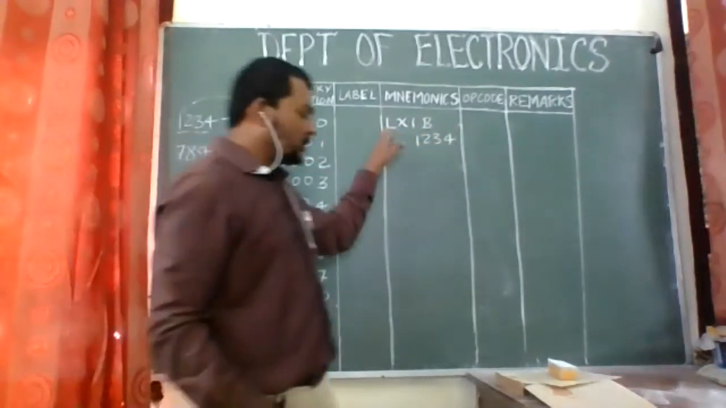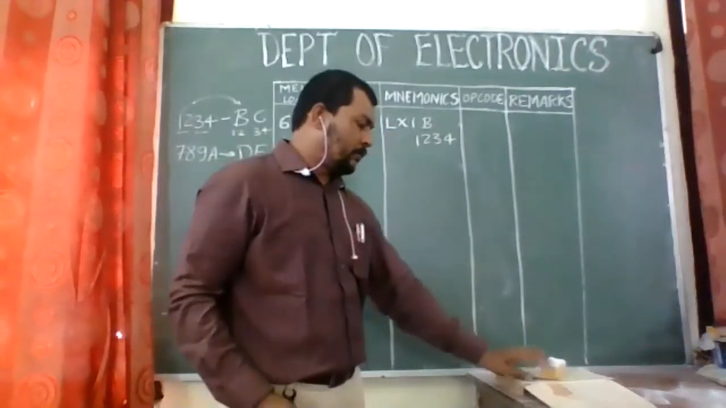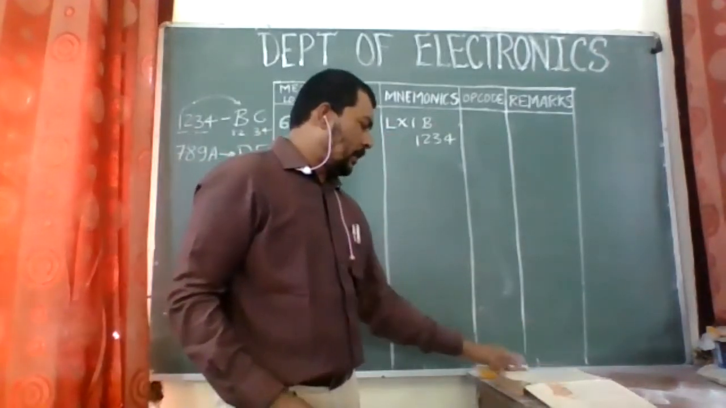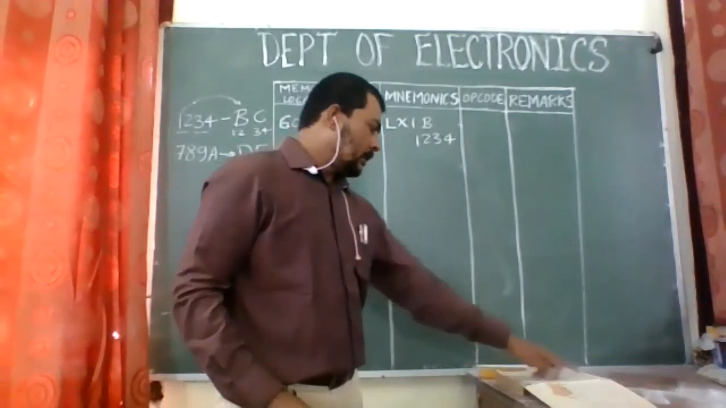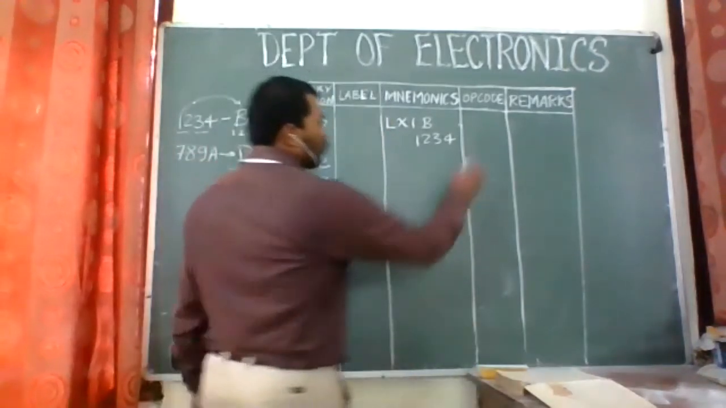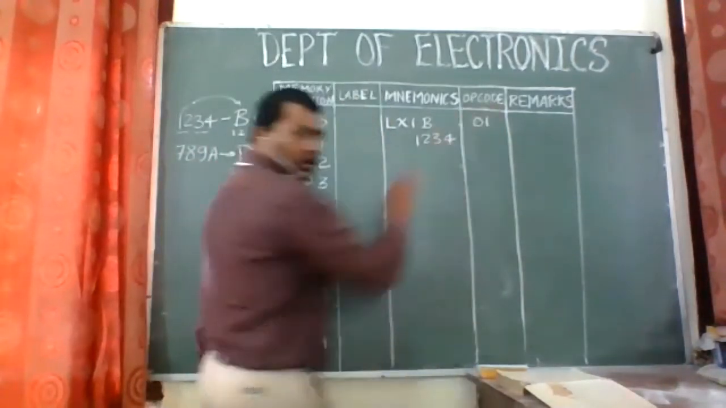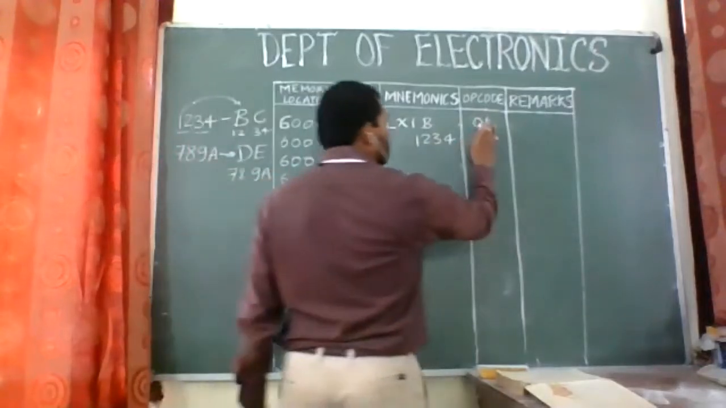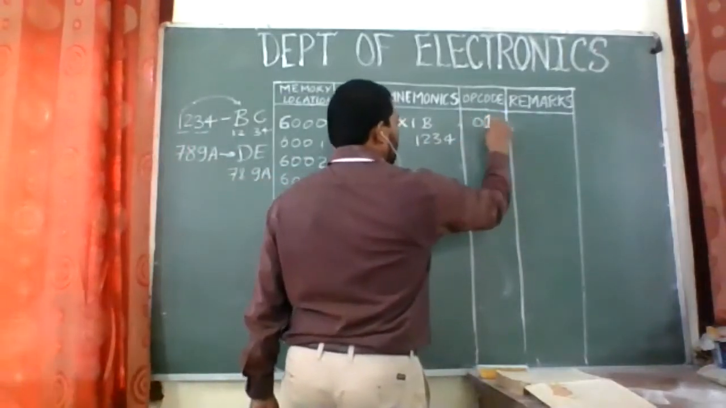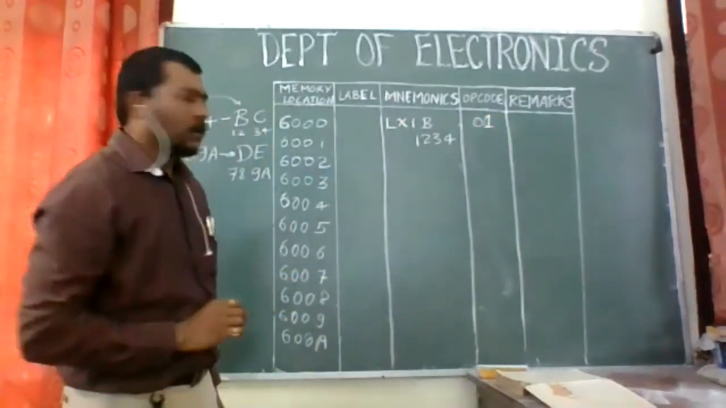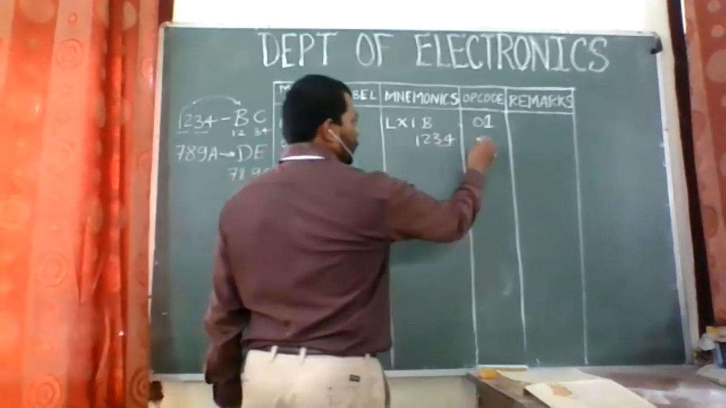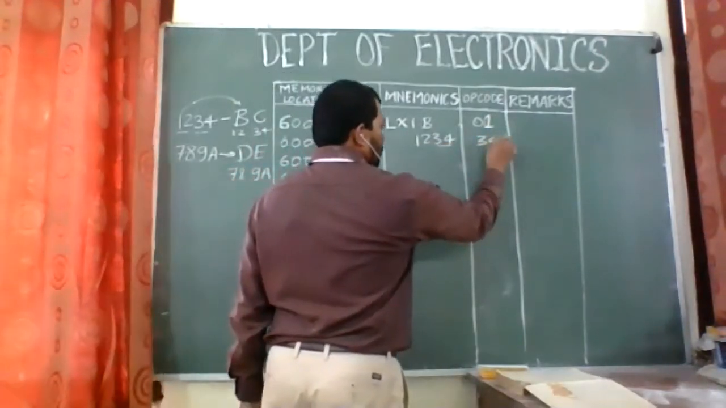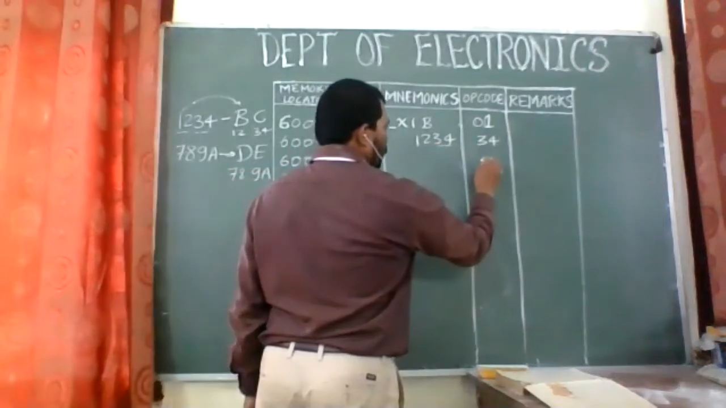While writing this, what is the opcode of this LXI B? So I will just check and we will write, yes, LXI B 01. So 01 is the opcode. 01 is the opcode of LXI B, right? Then 1, 2, 3, 4, in which the lower order comes first. So 3, 4 should come first and then 1, 2.